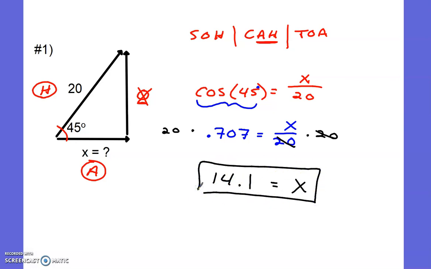So again, first we label the sides, and that helps us decide which trig function we're going to use. Then we have to look up what that cosine, in this case, of the angle is in order to solve. Let's look at another one.